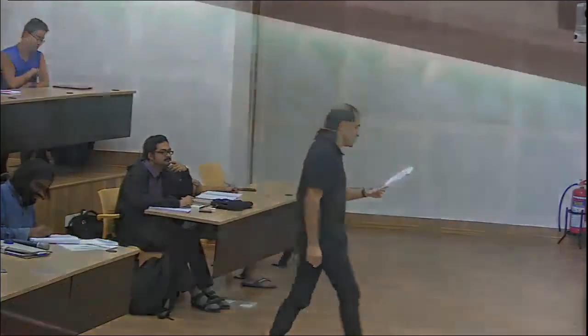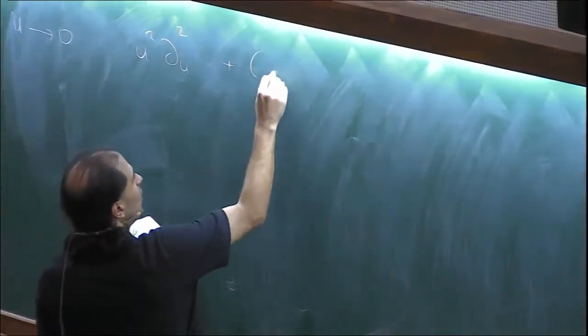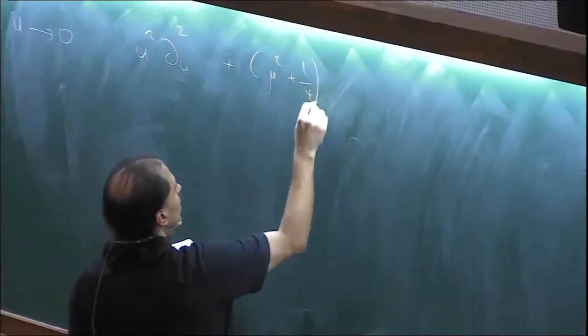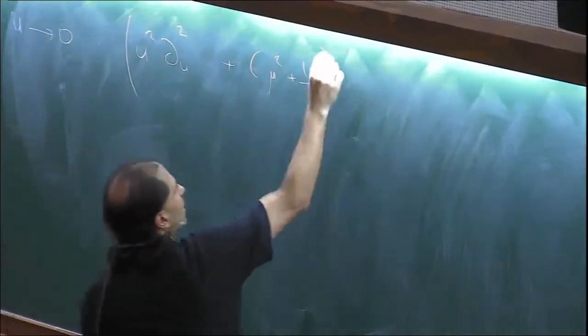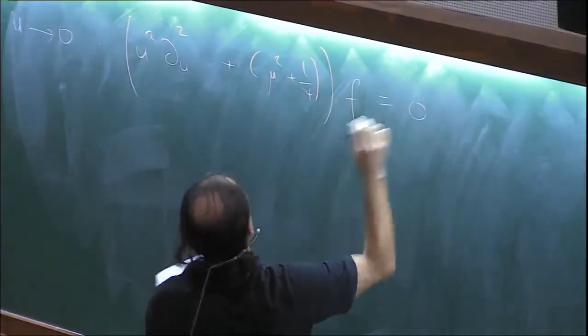Okay. So as u goes to 0, well, we can drop the u to the 4th pieces, and this differential equation becomes very simple indeed. It's just u squared plus mu squared plus a quarter f equals 0. And you can solve this very trivially, of course.